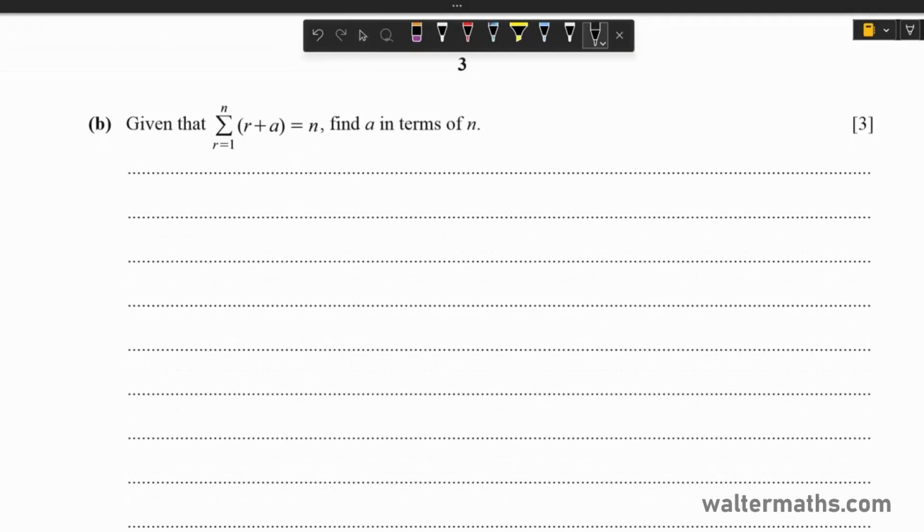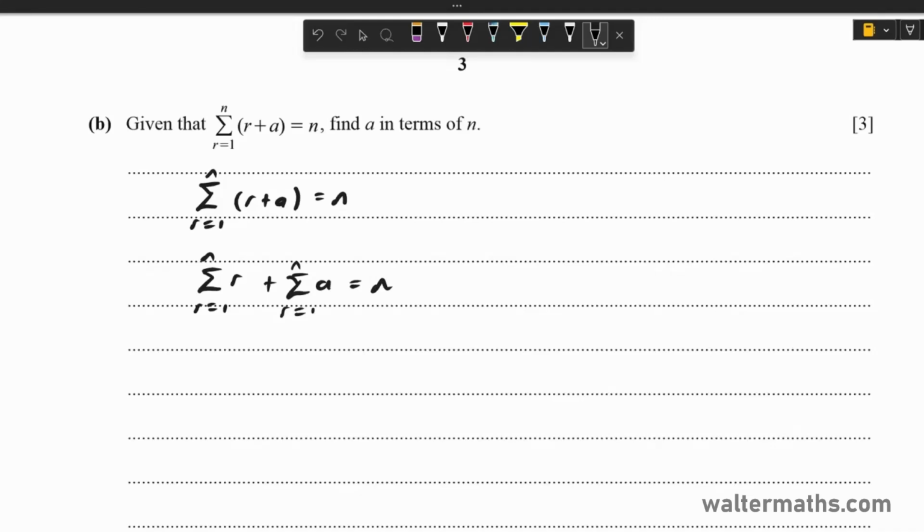Part B says, given that the sum to n of terms of the form r plus a is equal to n, find a in terms of n. Right, so we are saying here the sum from r equals 1 up to n of r plus a is equal to n. That's what they're saying here. All right, so we are saying that it's like the sum from r equals 1 up to n of r plus the sum from r equals 1 up to n of a being equal to n.